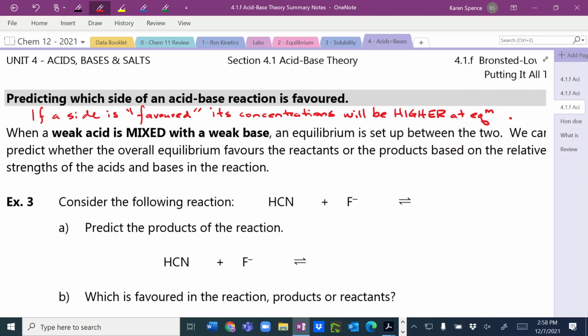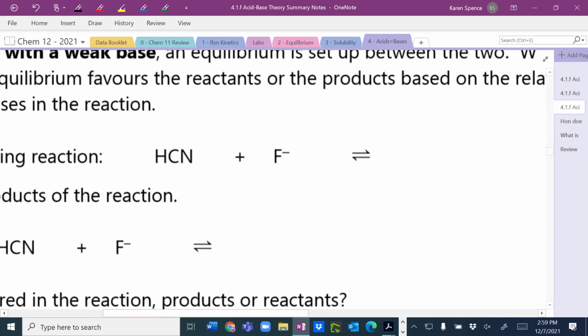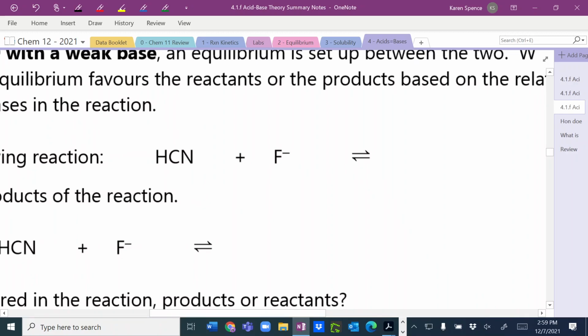So we're going to predict whether we favor the reactants or we favor the products in an acid-base equilibrium. What we're going to be doing is mixing a weak acid with a weak base. We're not going to worry about water at this point. We're actually going to throw a different weak base in there. So in this case, we have HCN and F-. Who is the acid and who is the base? F- is the base, HCN is the acid.